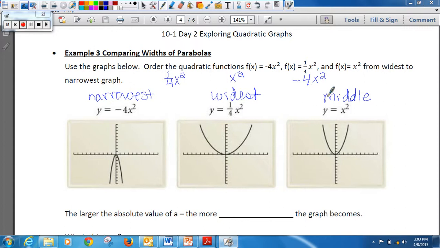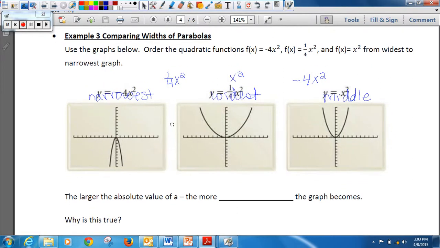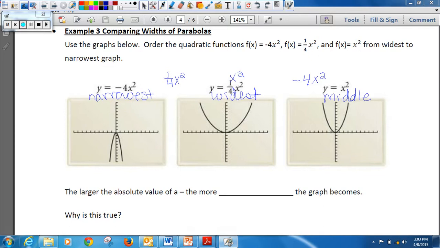Okay, so then it wants us to fill in the blank. I'm going to have to scroll down just a little bit. It's going to make mine just a little bit harder to read. The larger the absolute value of a. So let's talk about our a's here. The first a is 1/4, and that was the widest. I don't have an a here, so my coefficient is 1. So in the middle, the a was 1, and over here, a was negative 4. But it wants us to look at the absolute values of them. So the absolute value of the widest, so we went widest to narrowest, is 1/4, then 1, and the absolute value of negative 4 is 4.